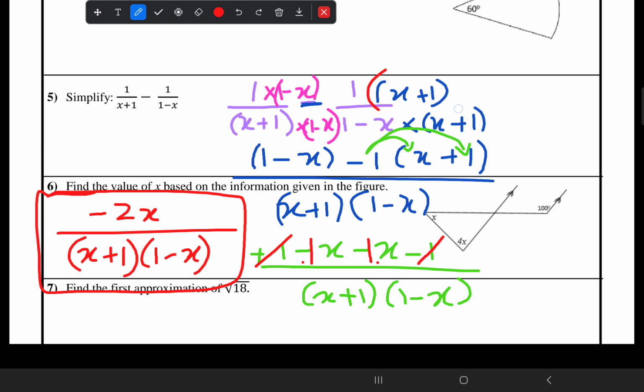But before this one, we have a negative sign. Negative 1 into x plus 1 will become negative 1x, negative 1. Positive 1 and negative 1 can be simplified. That will give you 0. Negative 1x will become negative 2x. Denominator does not change.